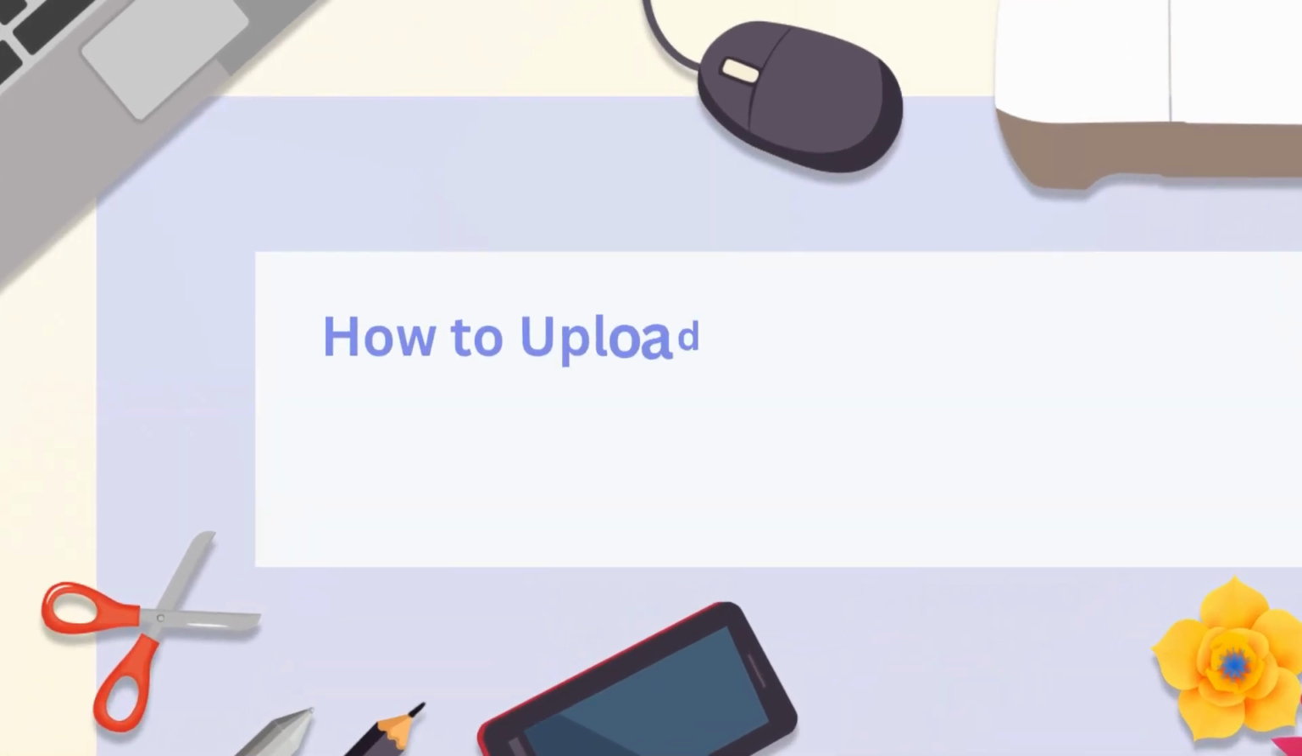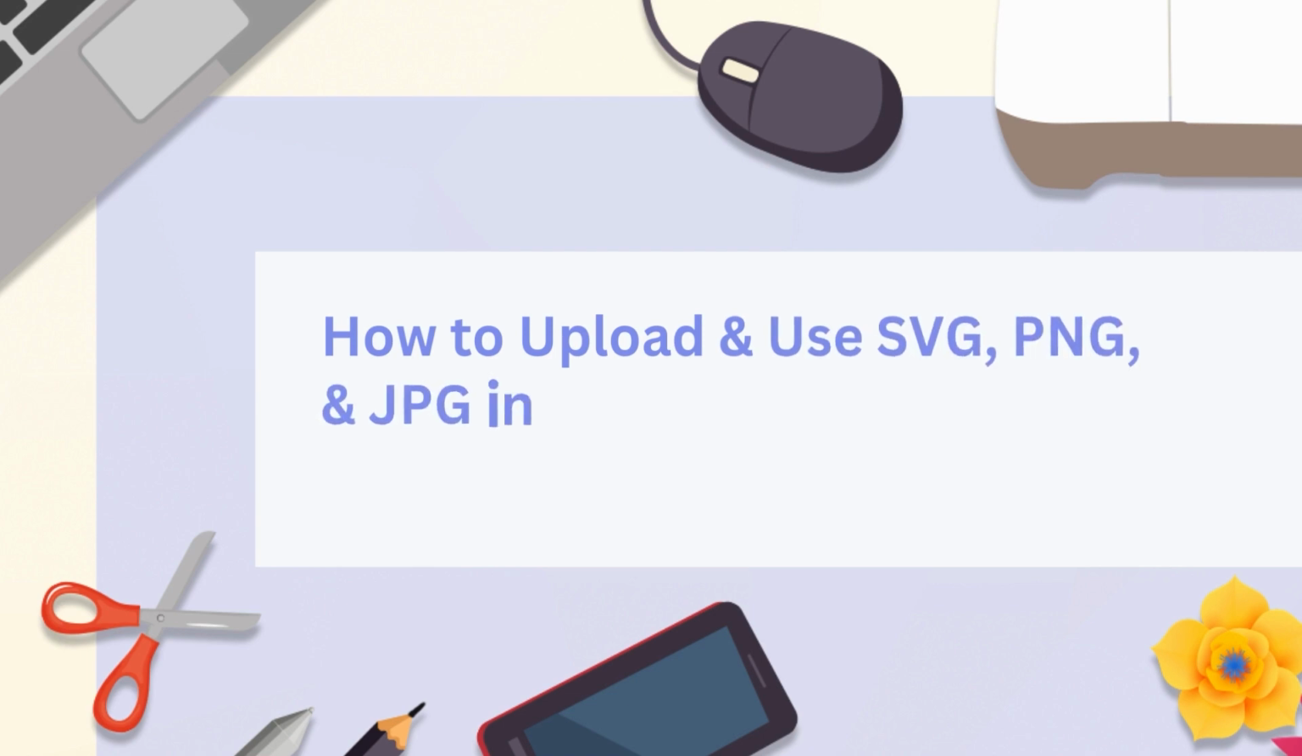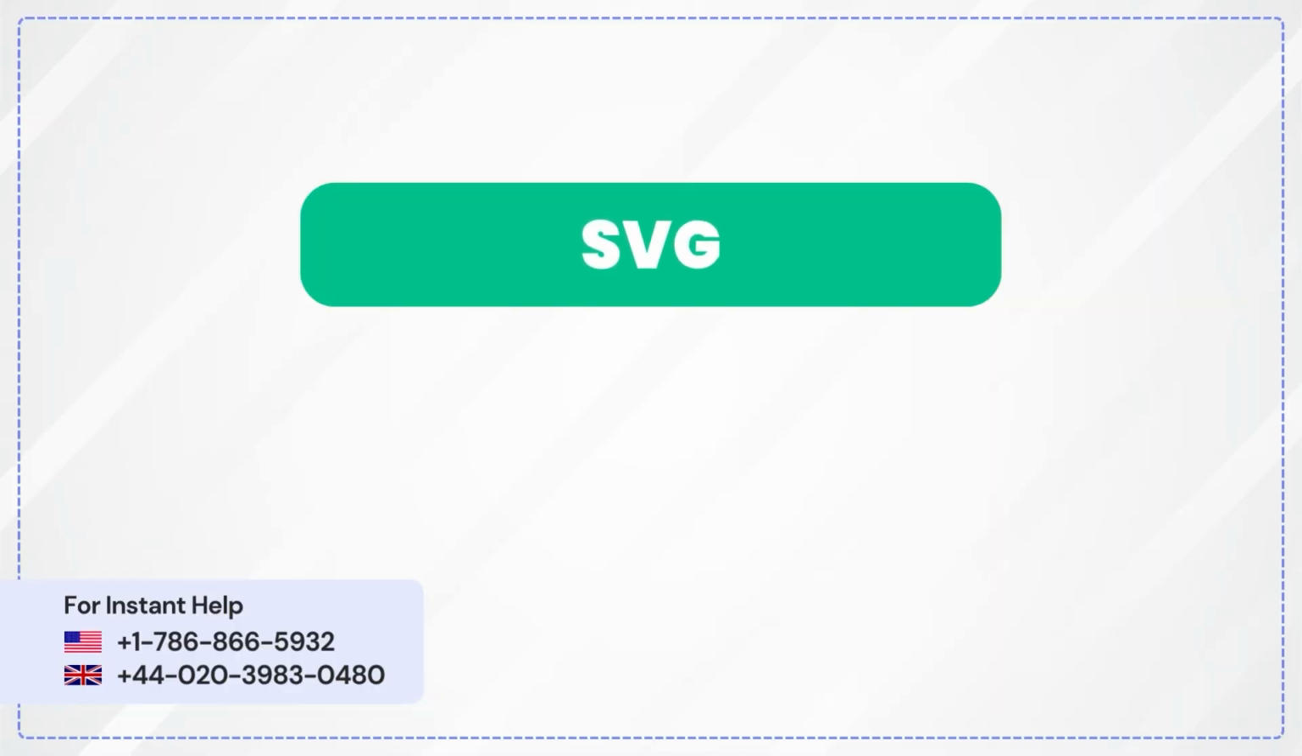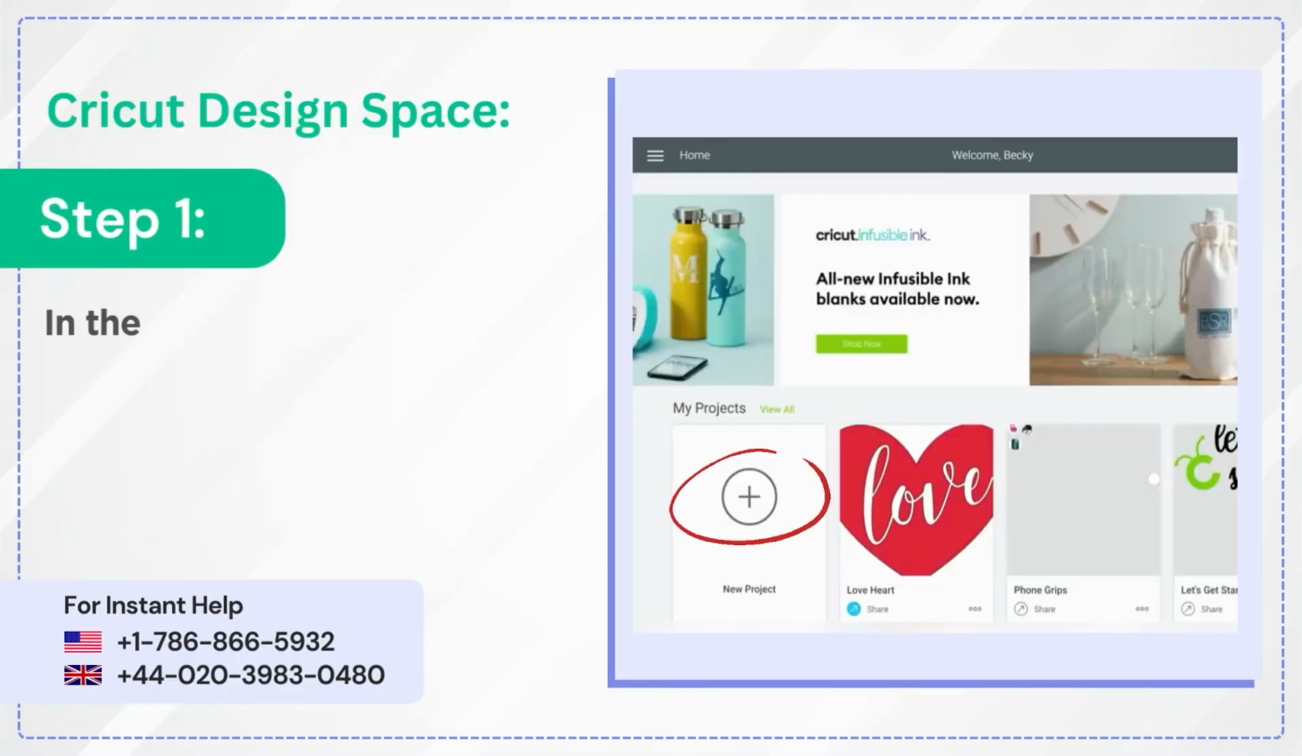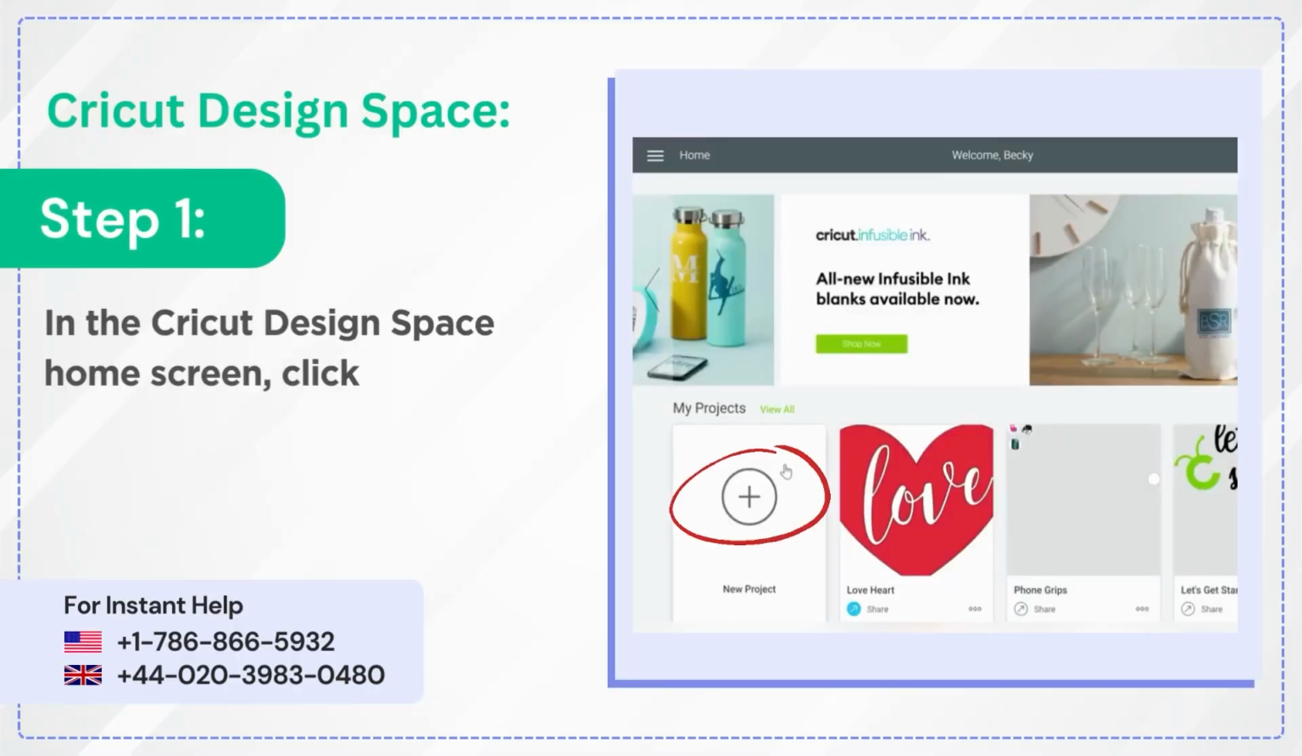How to upload and use SVG, PNG and JPG in Cricut Design Space. SVG. Step 1. In the Cricut Design Space home screen, click on New Project.